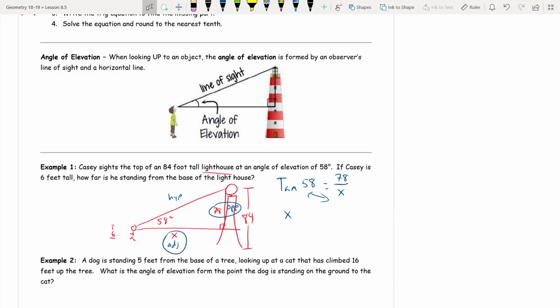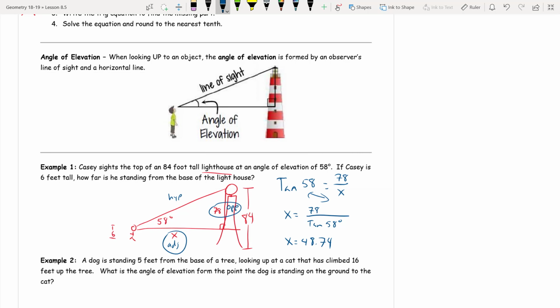So I've got x equals 78 over the tangent of 58 degrees. And now we just go to the calculator. So I've got 78 divided by the tangent of 58 degrees. And I end up with 48.74.